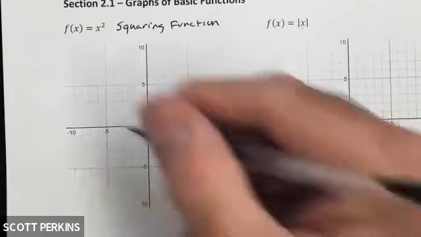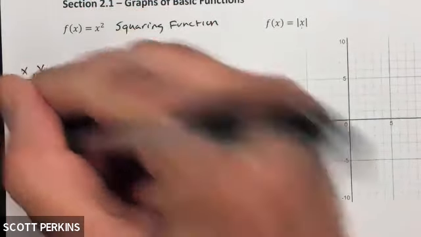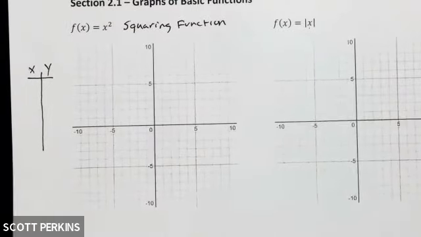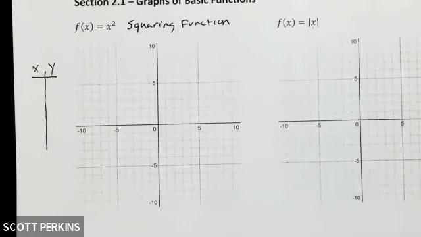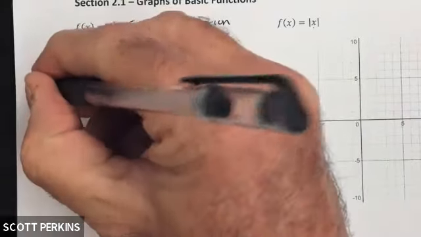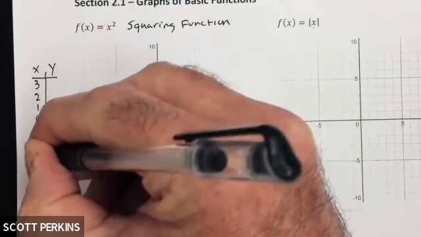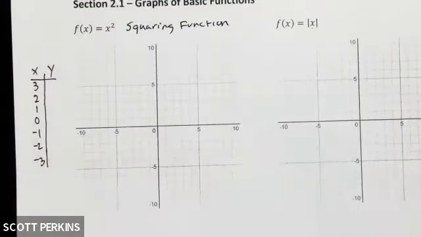So for the squaring function, I'm just going to go over here to the left. I'm going to make a little XY table. We learned that tables are one way to represent our values for our function. And so here we go. I'm just going to prescribe these values to us. We're going to use 3 and 2 and 1 and 0, -1, -2, and -3, just for kicks.